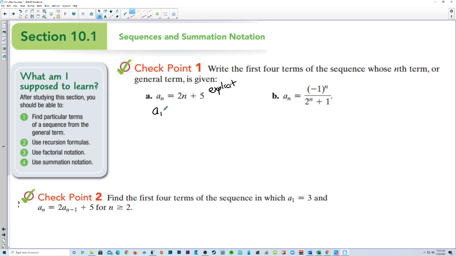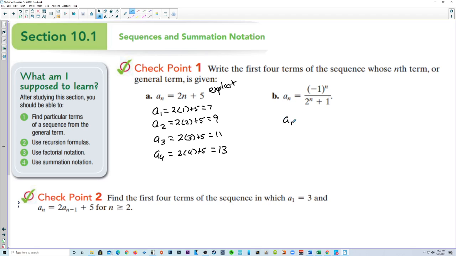So we're going to plug in 1. And 2 times 1 plus 5 is 7. A sub 2 is equal to 2 times 2 plus 5, which is going to be 9. A sub 3 is 2 times 3 plus 5, which is 11. And then a sub 4 is 2 times 4 plus 5, which is 8, which is 13.